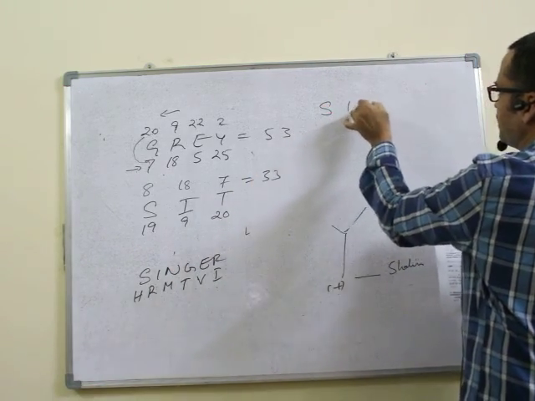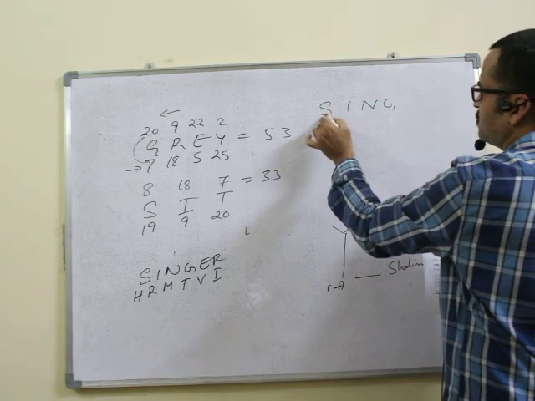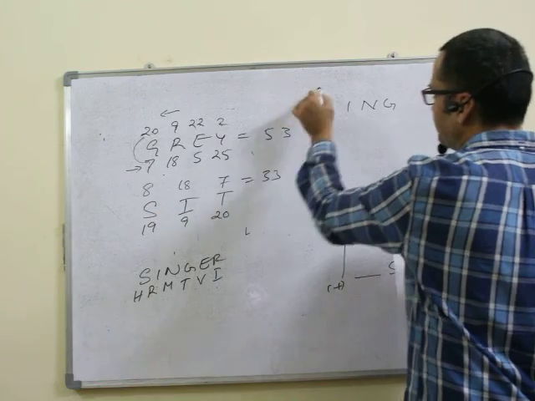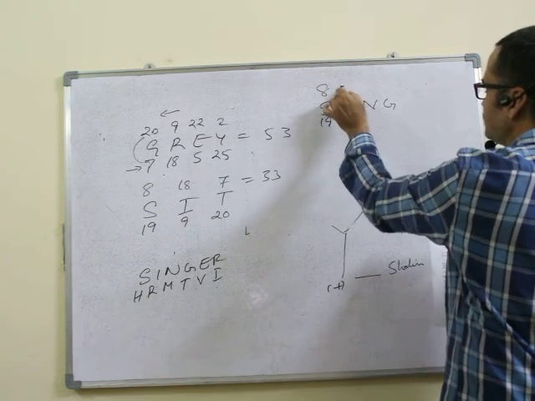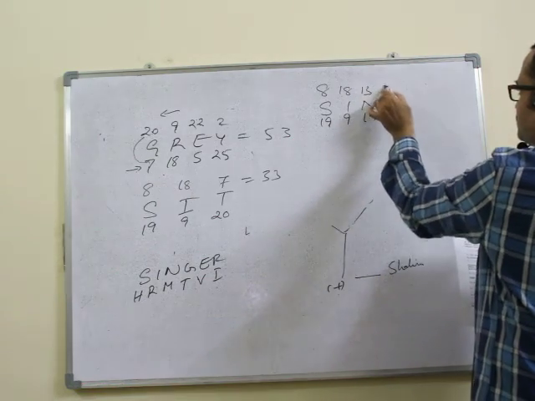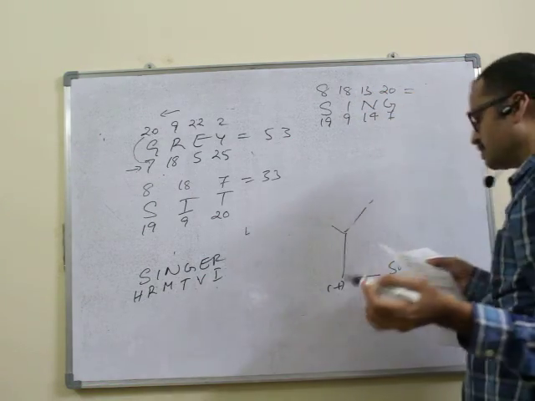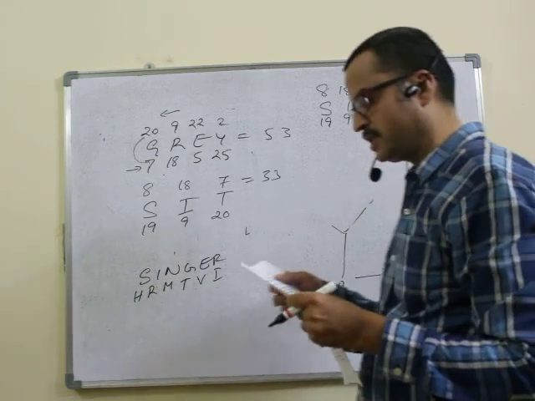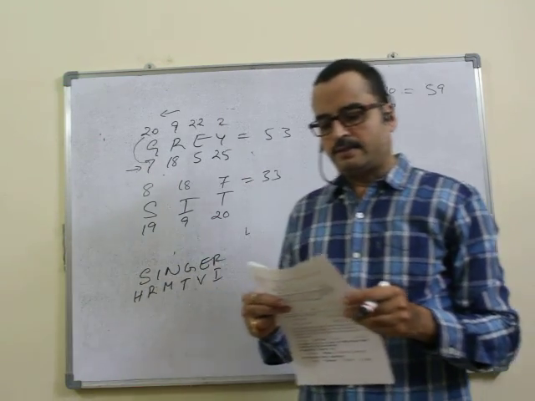So SING, sing. Okay, so this value, actually this is 19. So you have to take how much? Say 19, 8. Okay, so this is 9, this is 18, this is 14, this is 13, this is 7, this is 20. So when you add all the things, the answer is 59. Okay, the answer is 59. Right.